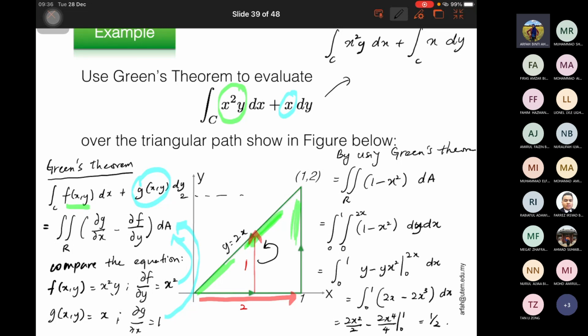This is the integration by using Green's theorem. So it is much easier than using the line integral. You don't need to find the derivatives, then do the dot product again, and then determine the region. So by using Green's theorem it is much easier. Okay.